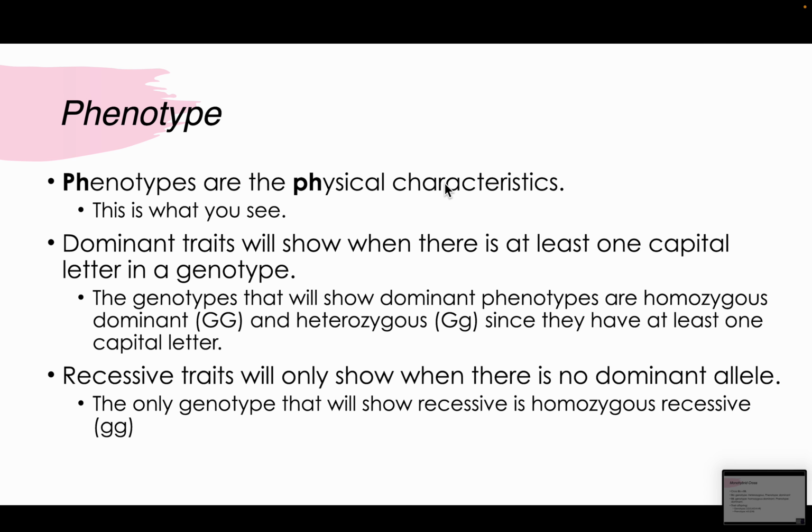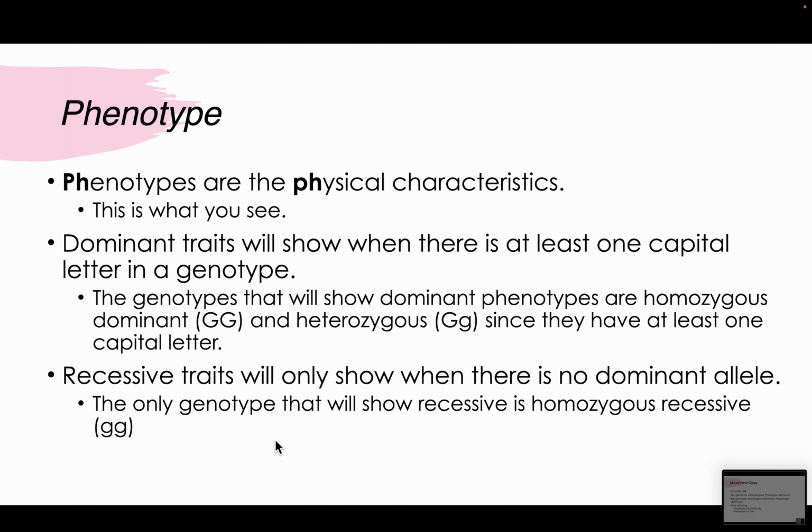That being said, phenotypes are the physical characteristics. It's what you actually see. The dominant traits will always show when there's at least one capital letter. So this would include homozygous dominant, because I have at least one capital letter. In fact, I have two. And heterozygous, which is one capital letter, one lowercase, but I still have that one capital.